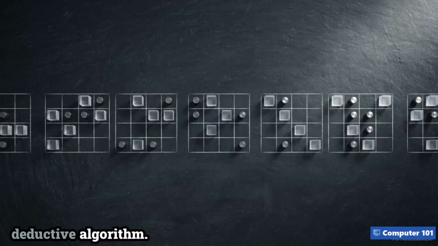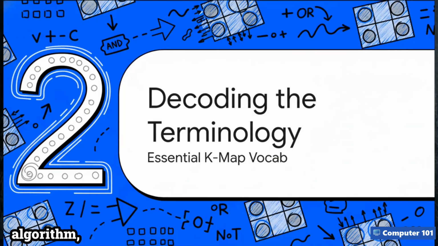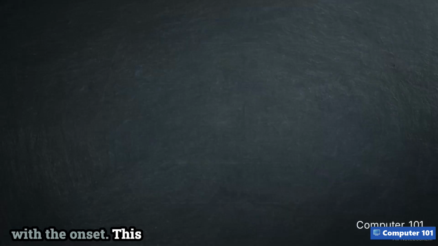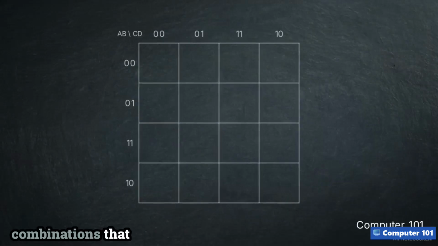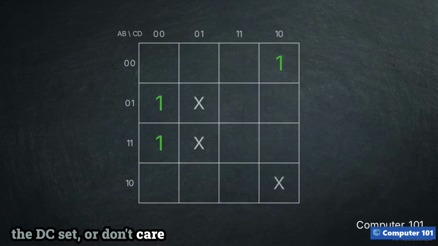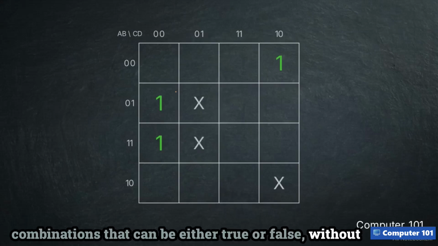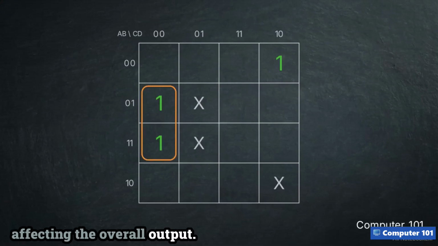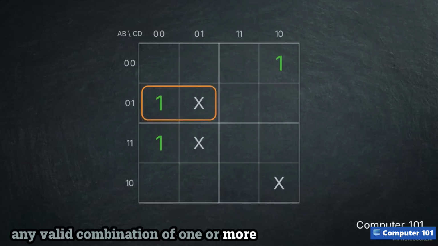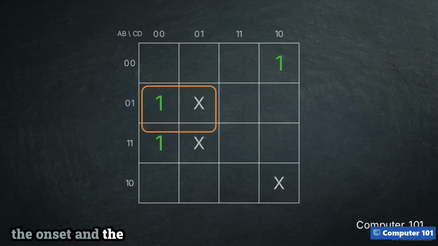Before executing this algorithm, we need a precise vocabulary. We start with the onset. This is the exact set of input combinations that produce a true output for a function, represented on our map by ones. Next is the DC set, or don't care set. These are input combinations that can be either true or false without affecting the overall output. When we group these cells, we create an implicant. An implicant, or cover, is any valid combination of one or more minterms from the onset and the DC set.